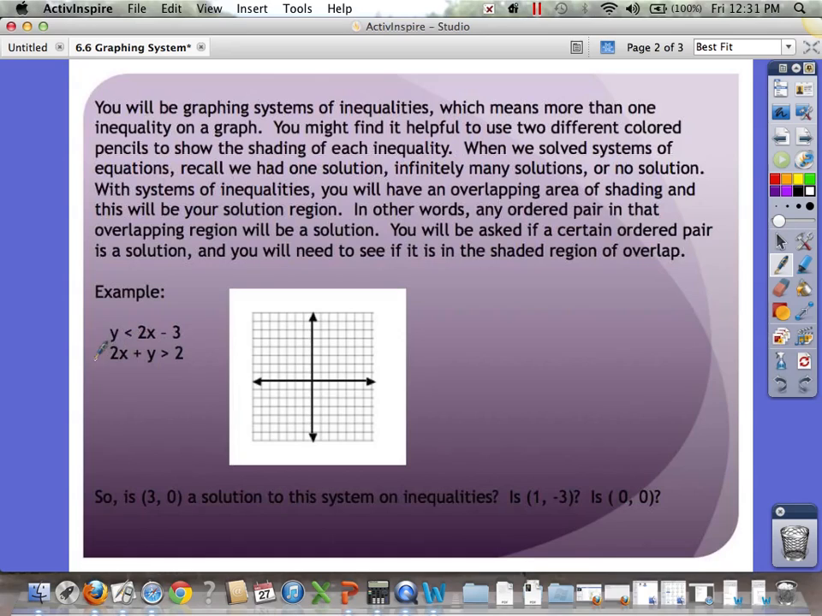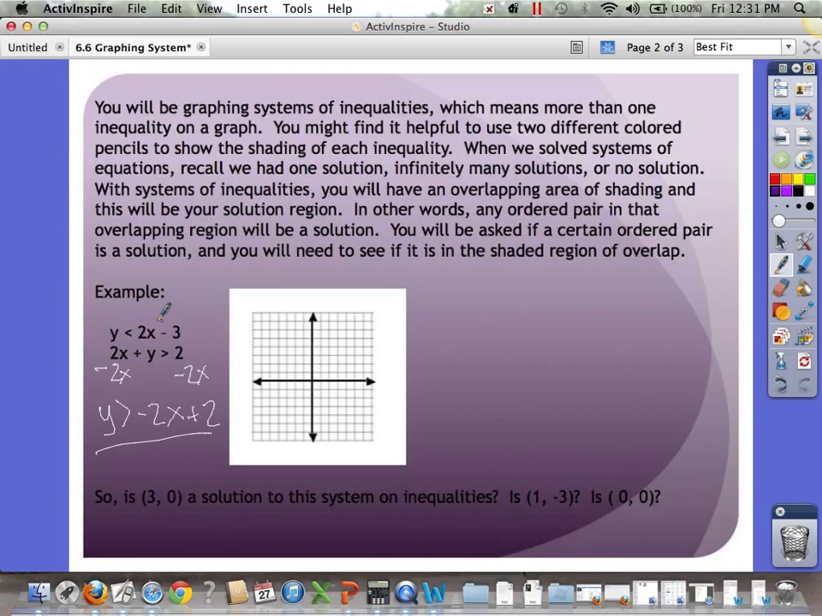So let's fix this problem right here, and all I need to do is get y by itself, so I need to move that 2x. Subtract it from both sides. So now I have y. Now, I did not multiply or divide by a negative number, so I do not flip the sign. So it's y is greater than negative 2x plus 2. Okay, that's our new second inequality. All right, so we have two inequalities we can go ahead and graph now.